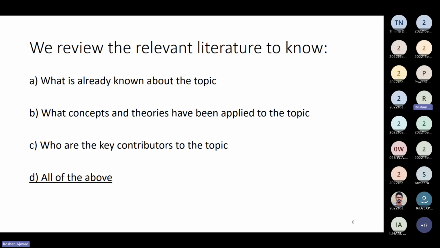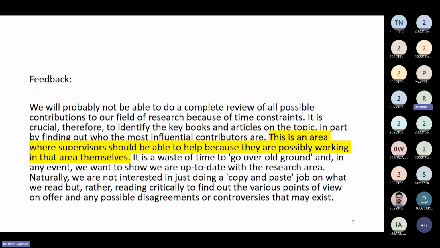So this is feedback. We'll probably not be able to do a complete review of all possible contributions to our field of research because of time constraints. So you're unable to read all the research articles and the books and other information. It is crucial, therefore, to identify the key books and articles on the topic, in part by finding out who the most influential contributors are. This is an area where supervisors should be able to help because they are possibly working in that area themselves. Supervisors are people who will help you in your research.